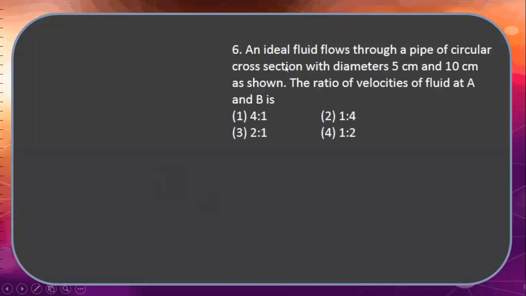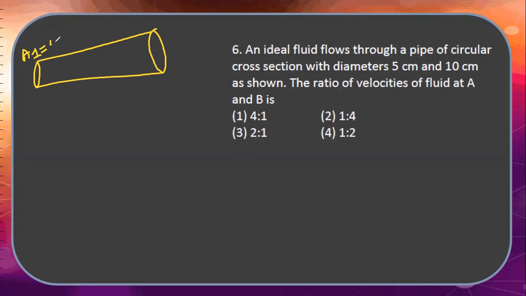Next. An ideal fluid flows through a pipe of circular cross-sectional area of diameter 5 centimeters and 10 centimeters as shown. Find the ratio of the velocities of the fluid at A and B. The diagram, I didn't keep it. The actual diagram is like this. Different areas of cross section are there. At A1 the diameter is 5 centimeters, and here at A2 it is 10 centimeters, as they have given.